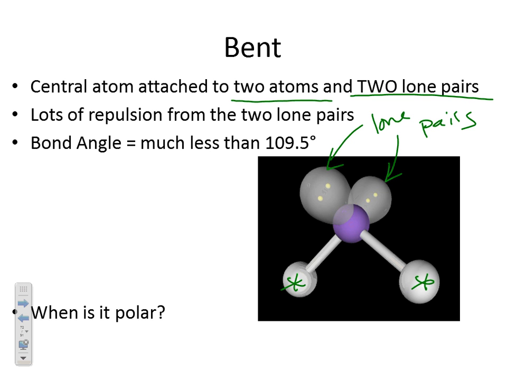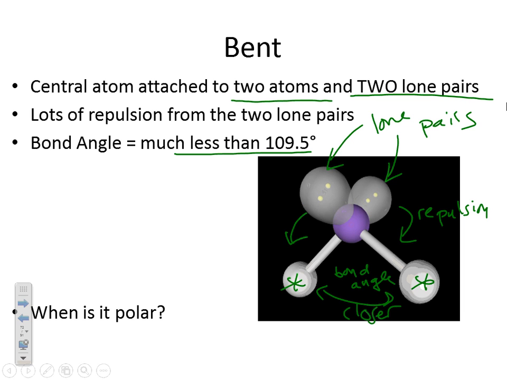And now the bond angle is much less than 109.5, but when we say that, we don't mean crazy. We mean like maybe 105 degrees, 104.7 degrees. But it provides more repulsion because now we have 2 lone pairs. So these atoms, that's the bond angle, the angle between the 2 bonds, they get even closer than you would expect them to.